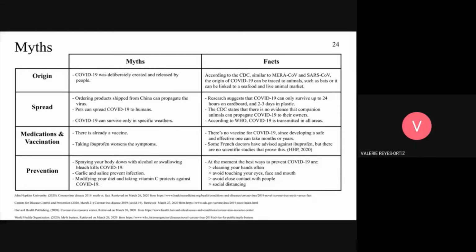So another myth is that pets can spread COVID-19 to humans, but there's no evidence that suggests that companion animals have propagated the virus to their owners, and also that COVID-19 can only survive in specific weathers. As for medication and vaccination, many people suggest that there's already a vaccine being hidden by the government, when in reality, we know that developing a vaccine can take months or even years.